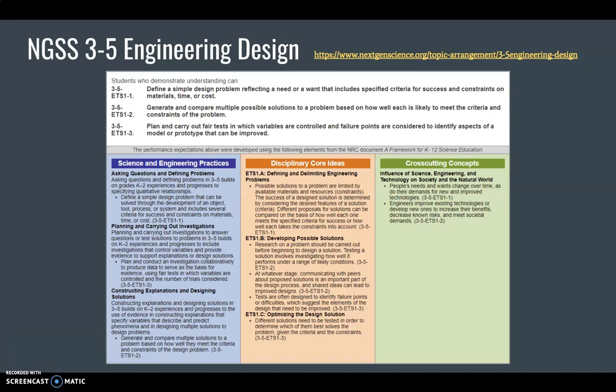To start us off, I use the NGSS standard 3 to 5 engineering design. I think because we're given a problem and we have to be the ones to develop a solution, that's why I centered around the engineering design process. We were asking questions, we had to carry out the investigations, we were the ones constructing the explanations and design solutions. We had to engineer through the problems, develop possible solutions, optimize the design solution, then ultimately the whole idea of the inquiry was the engineering process to help the world in general.